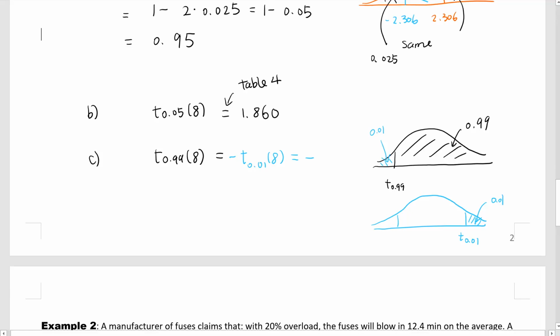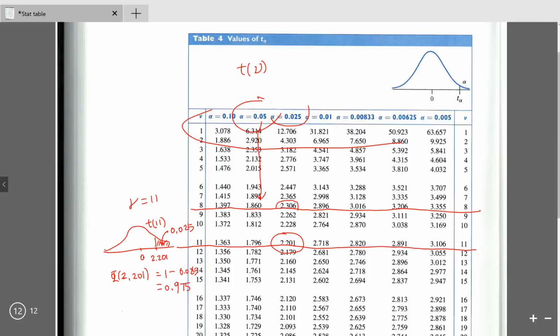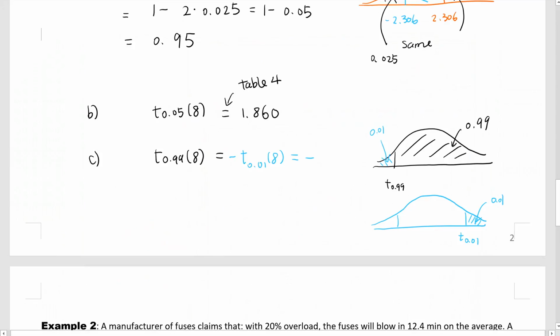Now for this, I can find it in our table. Table 0.01 is here, and that is 2.896. So that's why we get negative 2.896. I strongly recommend you draw the picture and then figure out what those pieces are, what the area is, and what the corresponding t values are. All right, so that's part C.